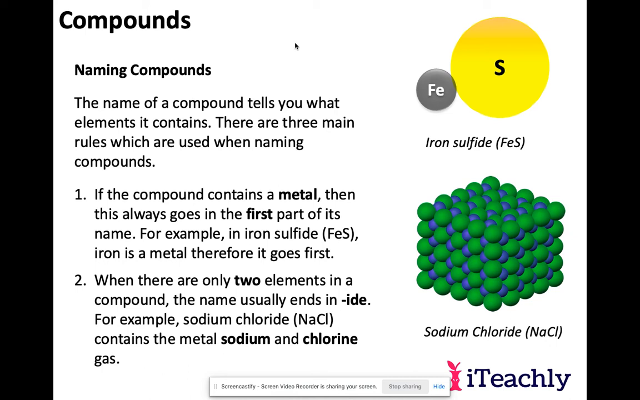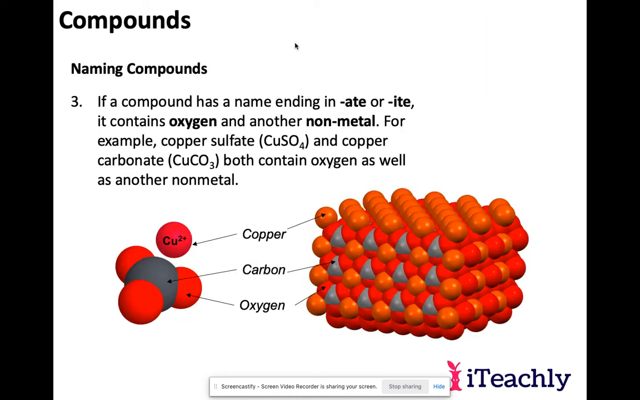Now, what happens if you have more than one? Then you're going to have some special names. These are called polyatomics, and there's a list of them. If you're in chemistry class, you'll memorize this list. And so we change the ending to either ITE or ATE. Again, you're going to put your metal first, your non-metal second.